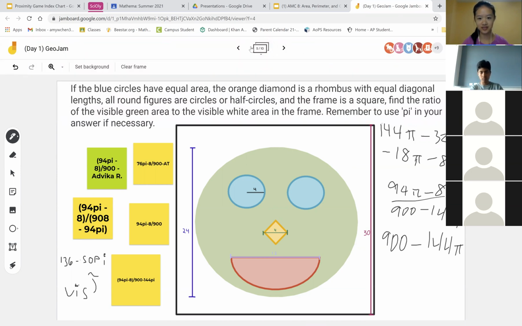So why did we do 900 minus 144 pi underneath? It's because it's asking for the ratio of the visible green area to the visible white area. So normally, the area of the entire frame is 900, but you actually can't see all the white area in the frame because some of it's covered by the face. So we have to subtract the area of the face, which is 144 pi. So since we're finding the ratio, that's why we're dividing.